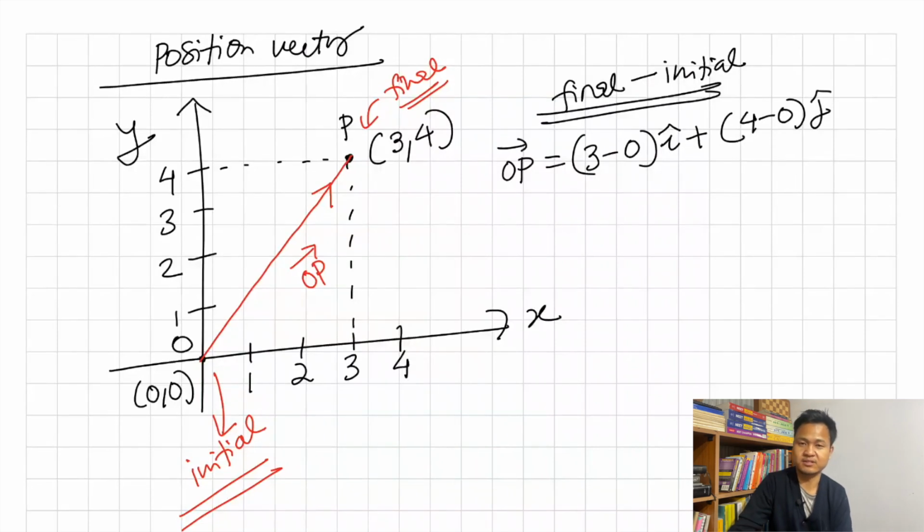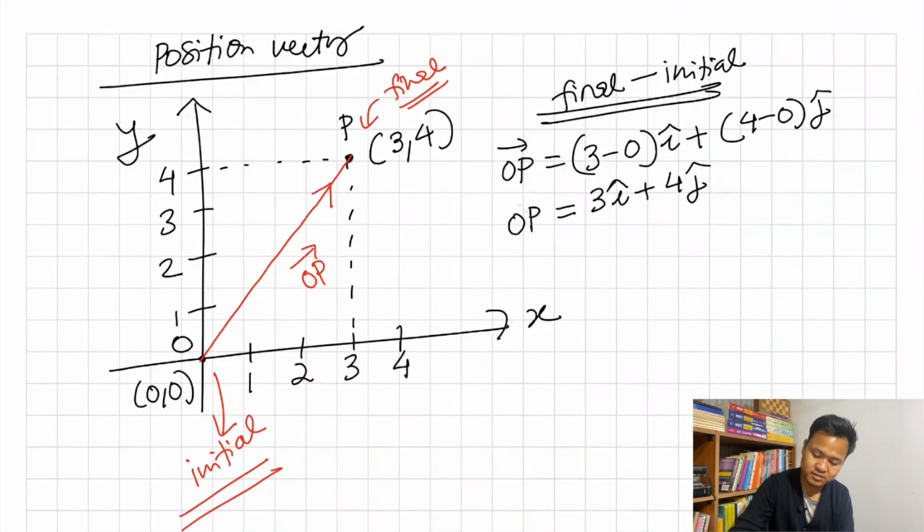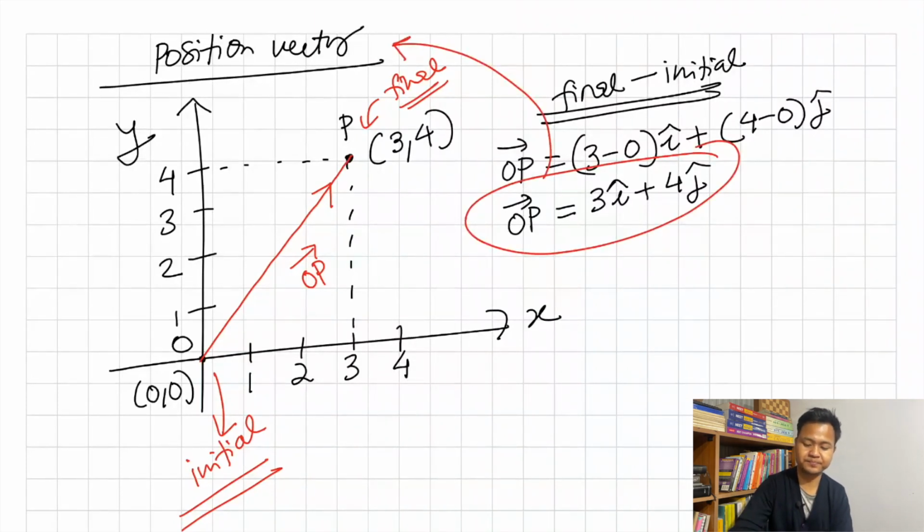J cap means y axis, i cap means x axis, and k cap means z axis. So this is nothing but 3i plus 4j. Okay, so this is OP. Now this one we call the position vector. So any point you take on the Cartesian coordinate system, you can write it as a vector.